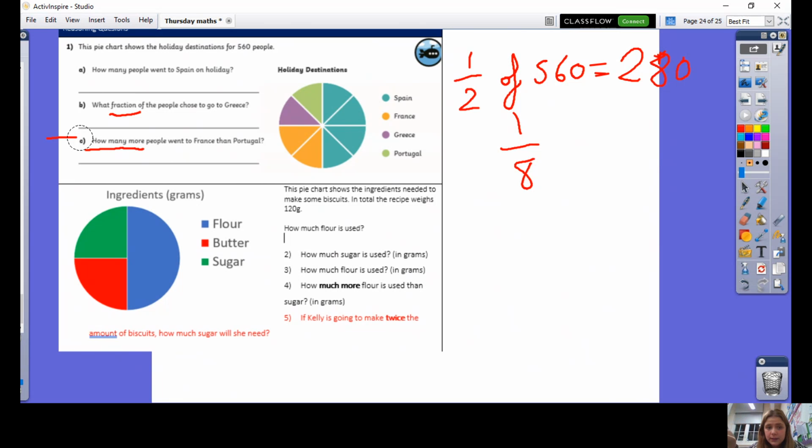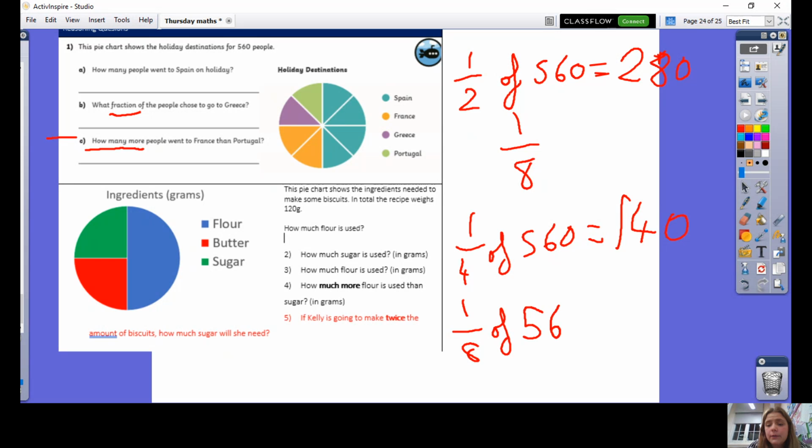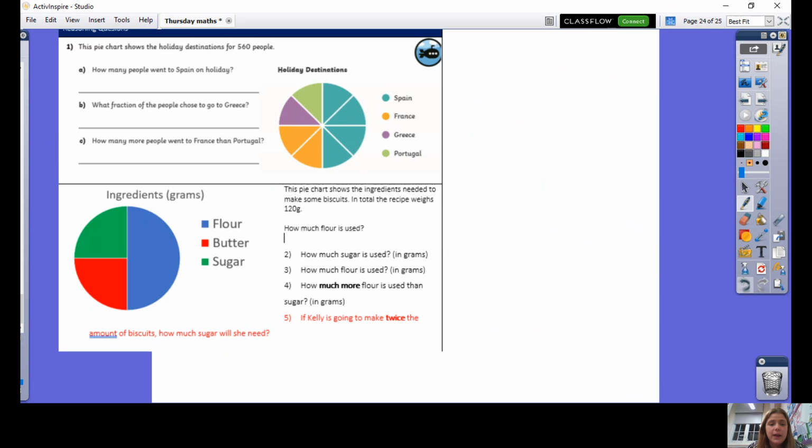Step 1, how many people went to France? Step 2, how many people went to Portugal? Step 3, subtract. So France was a quarter. 1/4 of 560 is going to be equal to 140. How many people went to Portugal? That's 1/8. 1/8 of 560 will be 70. So my next step will be to find out how many more. 140, take away 70, leaves me with 70 more people. That was especially tricky as we hadn't seen a question like that before, so well done if you were able to use your reasoning skills to solve that one.